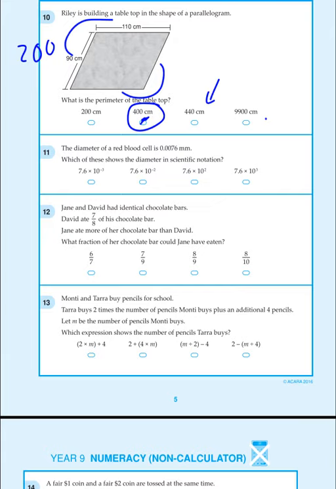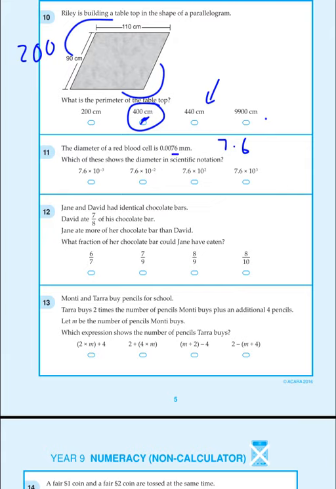Next one. The diameter of a red blood cell is 0.0076 millimeters. Which of these shows the diameter in scientific notation? Normally you have it as 7.6, because you only have one number before the decimal point, and that's what we've got here, 7.6.